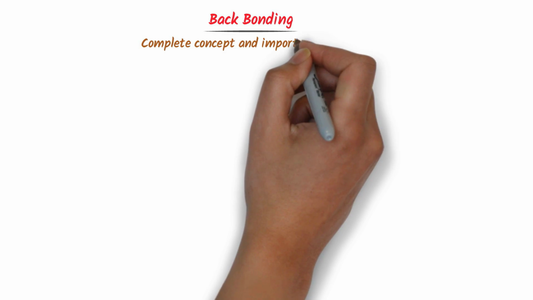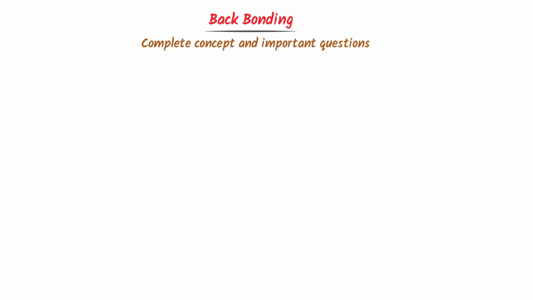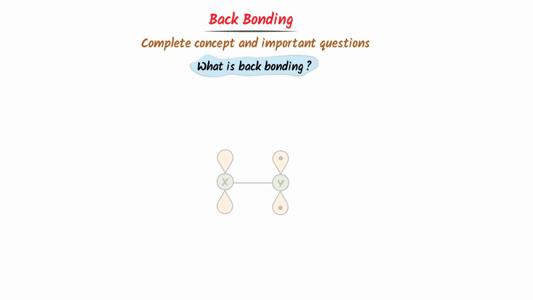Back bonding. I will teach you the complete concept and important questions of back bonding. Firstly, let me teach you what back bonding is. Well, let's consider a covalent molecule. We know that there is a covalent bond between X and Y atom. Here, we can see that the X atom has an empty orbital, while the Y atom has a lone pair of electrons.